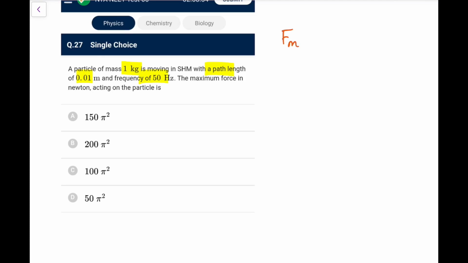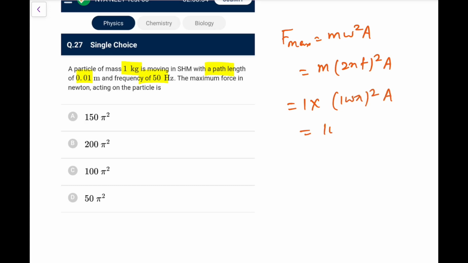You know F max is equal to m omega square A. Omega is 2 pi f, whole square, into A. So m is 1. 2 pi f will become 100 pi, whole square, into amplitude. So this becomes 10 to the power 4 pi square. Now what about amplitude? This is 0.01 meter, the path length. Now path length could be 2a, or it could be 4a also. So I'm taking the path length to be 2a and amplitude to be 0.005 in that case. So it becomes 50 pi square in that case.